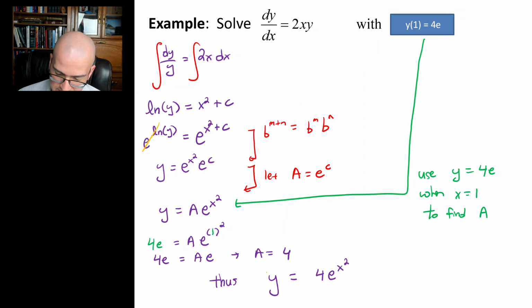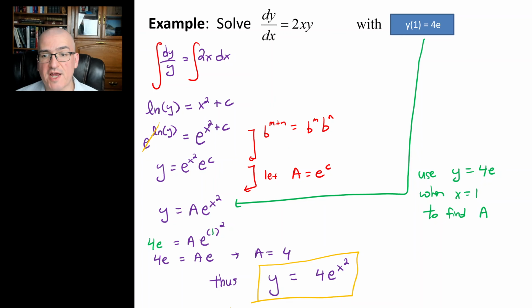All right, there you have it. And I'll leave it to you to check. If you take the derivative of this, do you get 2x multiplied by itself? And if you evaluate this at 1, do you get 4 times e?